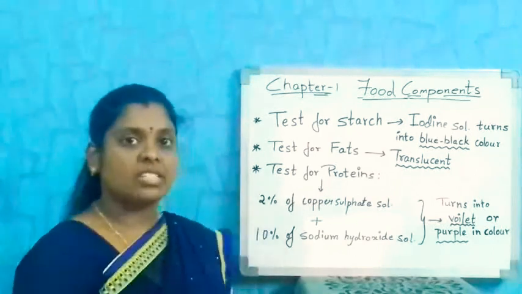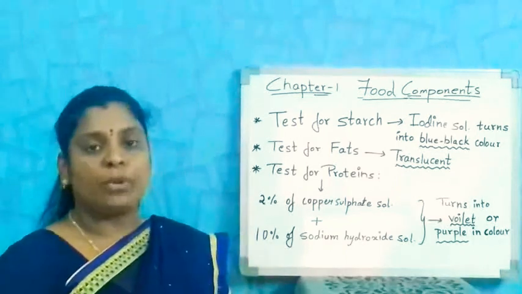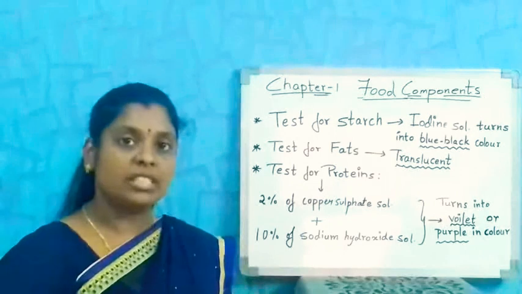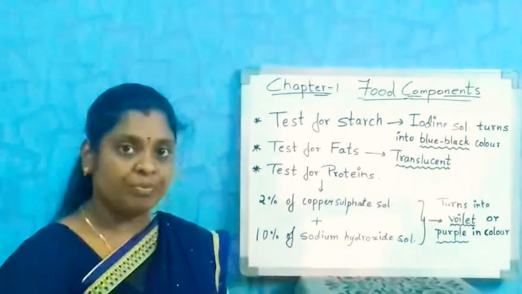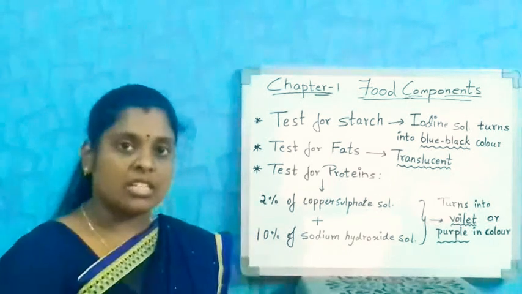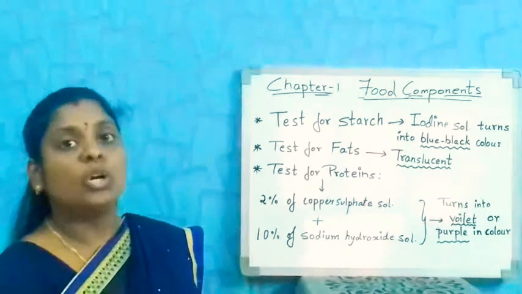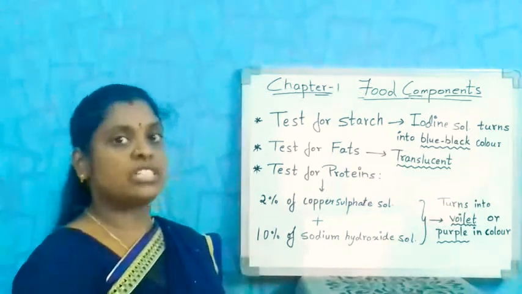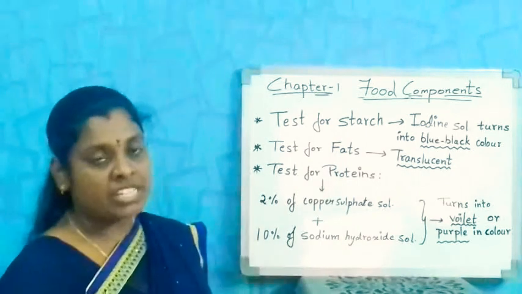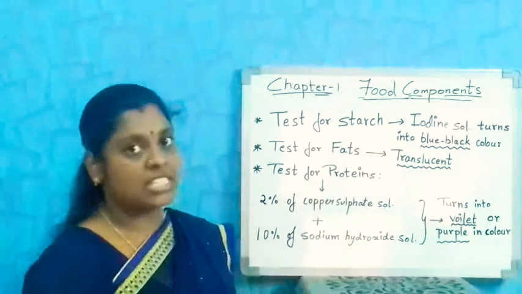In the previous class, we have learned about the components which are present in the food like carbohydrates, proteins, fats, and why food is necessary for us, and also discussed two tests: the test for starch and the test for fats. Once again I will recap the test for starch and fats.